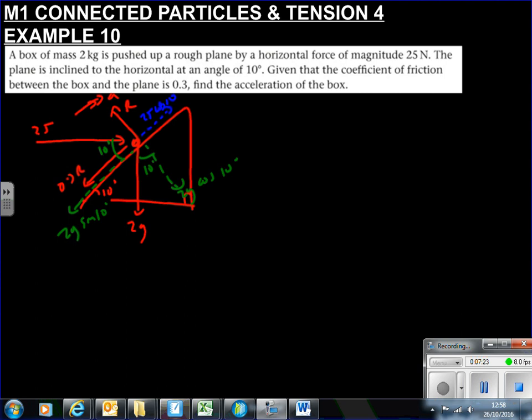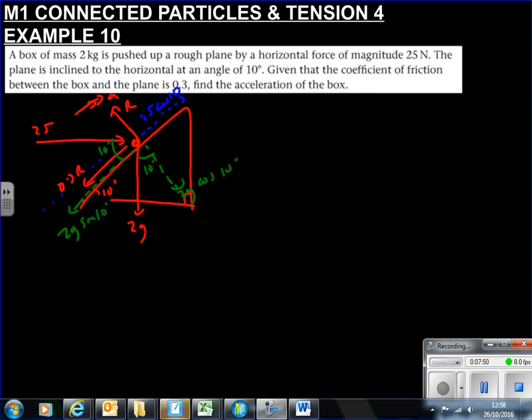If you're not sure why that is, okay, 25 cos 10. It's the force going along the plane. I hope you can see it is adjacent to the 10 degrees if I drew it like that.